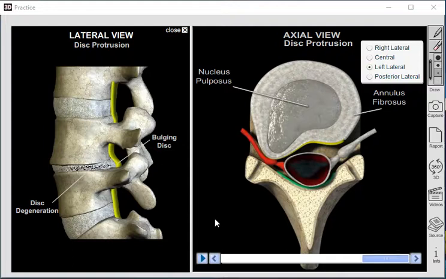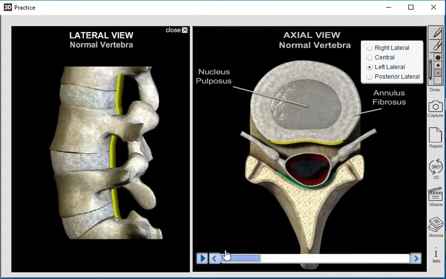Alright, here we have a picture of the spine, both in a lateral view here and an axial view. And we have a herniated disc right there, and you can see it right there. And we're going to talk about this and how it affects the nerves, and how we treat it with spinal decompression.